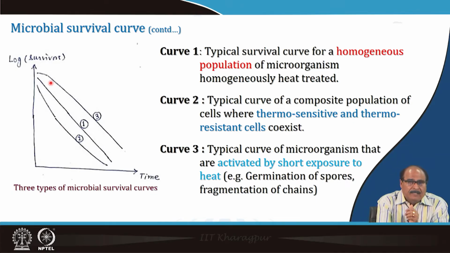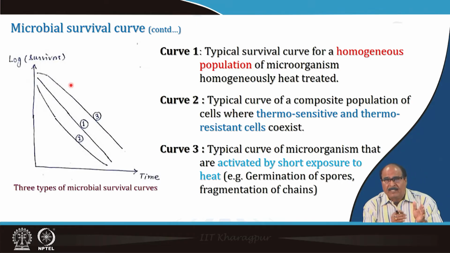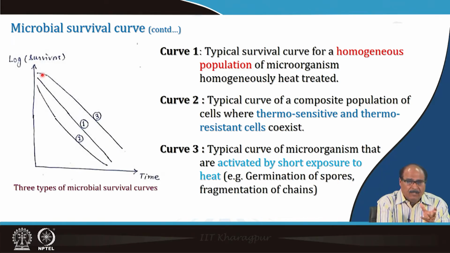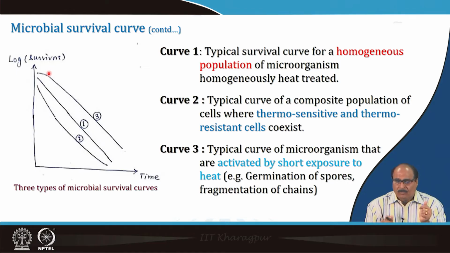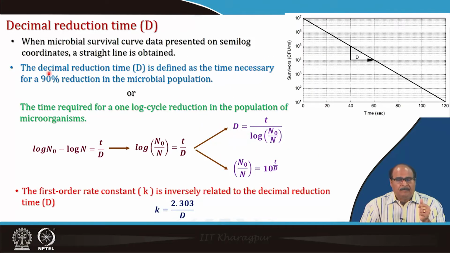Curve 3 represents that there are certain microorganisms that are activated by short exposure to heat, which you can see here. They are activated, so the count increases and then it comes down. This means things like germination of a spore, fragmentation of chains, etc.